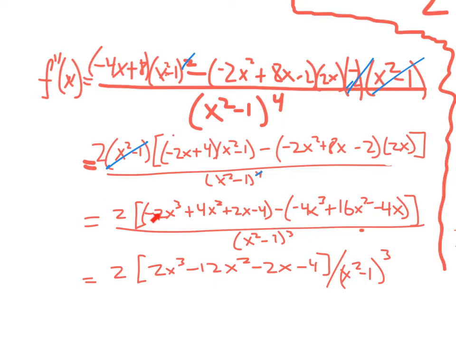All right, and we get a positive 2x cubed. We get a negative 12. We get a 2x minus negative 4x. Oh, that's going to be a 6x. And we have a negative 4. Okay? All over this x squared minus 1 cubed. Okay? Now, we want to find our critical values. So let's set that equal to 0. Okay? And so all we care about there is what makes the top 0.